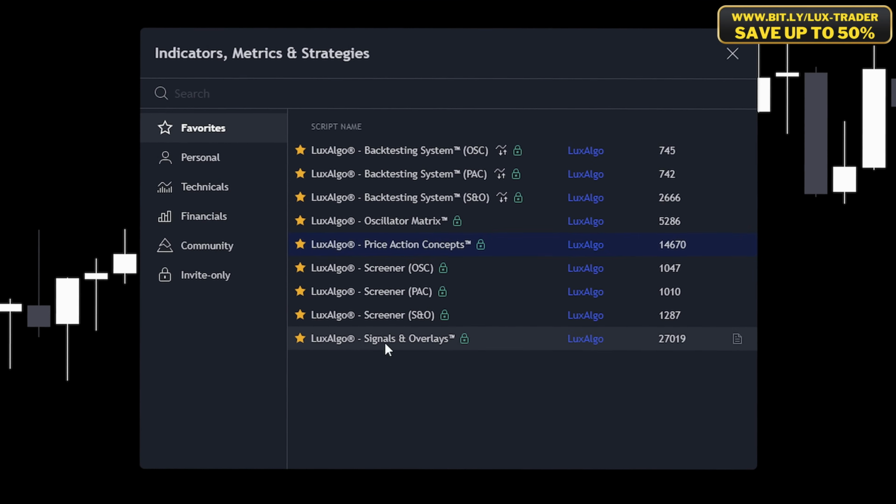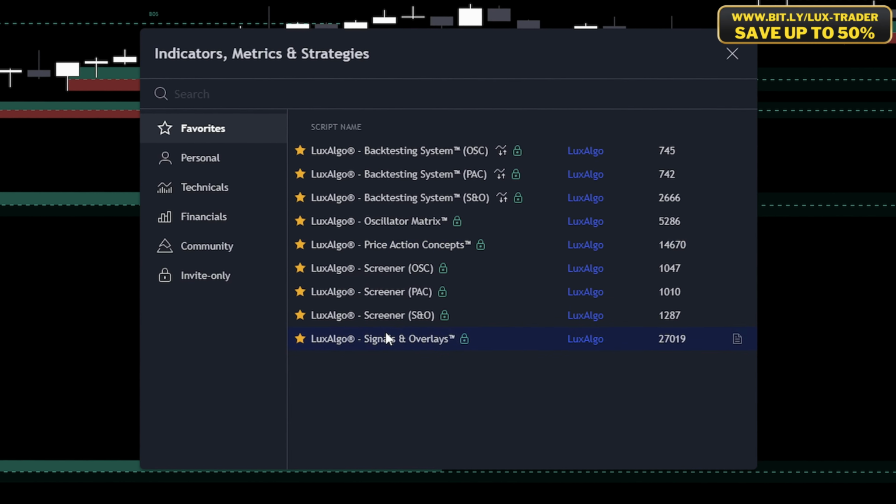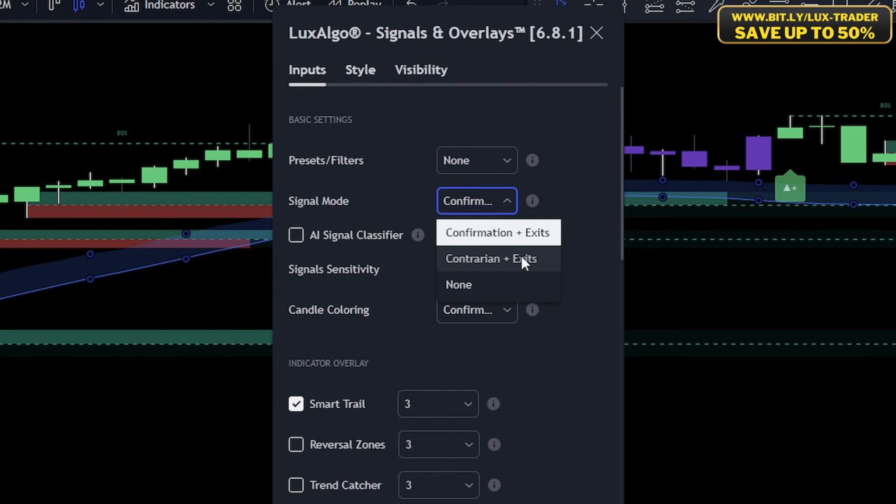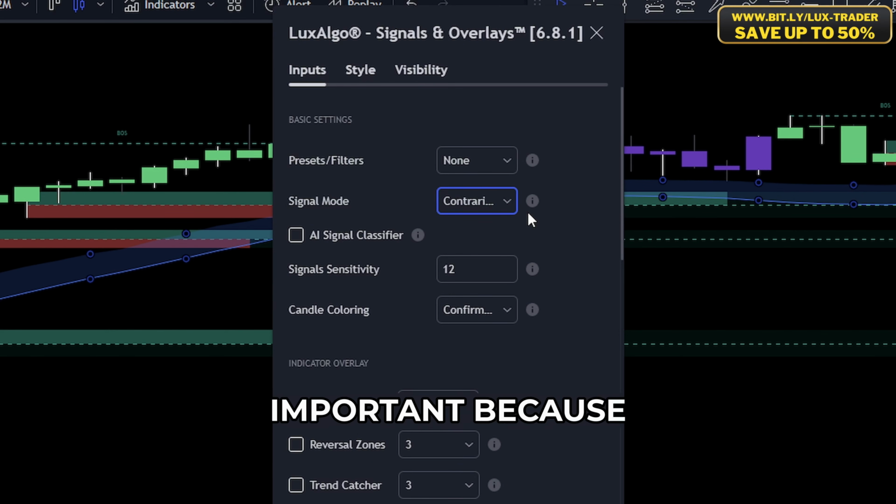The first indicator we'll work with is highly customizable, which is key to adapting to different market conditions. So go to the settings, and the first thing we want to do is set the signal mode to contrarian and exits. Now this is important because contrarian signals can help you catch reversals before most traders even spot them. By pairing this with exit signals, you're given early warnings of potential shifts in market momentum, which helps you fine-tune your entry and exit points.